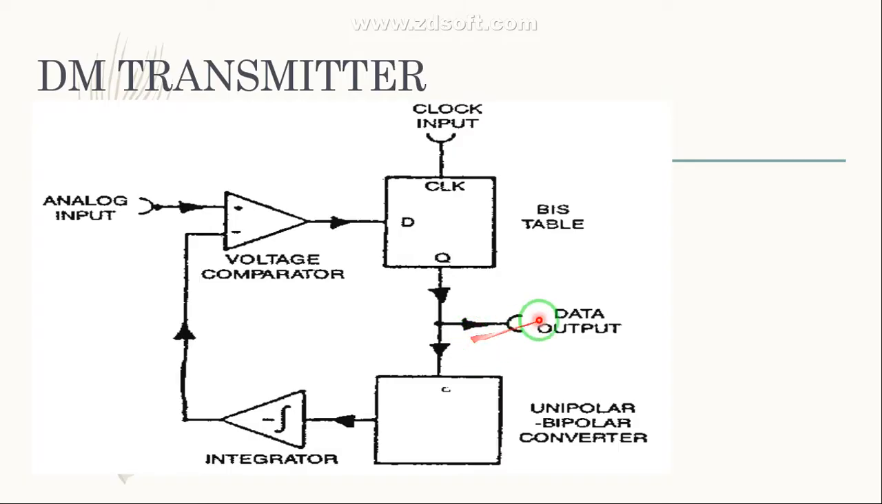And then this binary data, that is 0 and 1, is transmitted to the receiver. Before that, the output of this bistable circuit, that is the D flip-flop, is passed through a unipolar to bipolar converter. And the output of the unipolar to bipolar converter is given to the integrator.